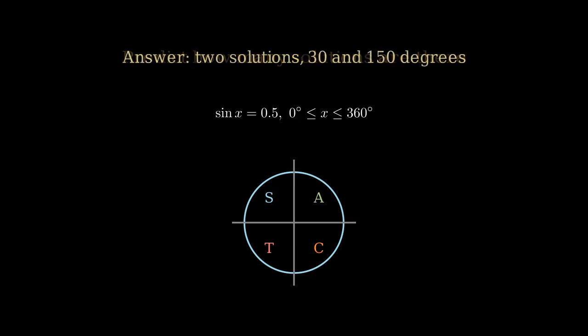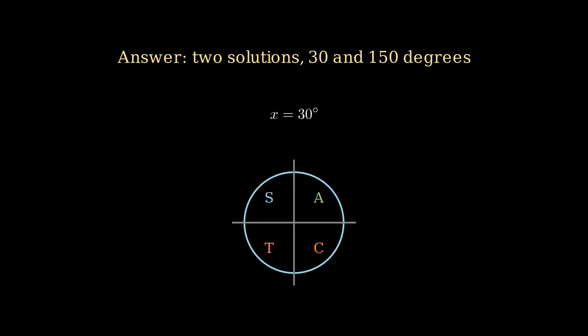The answer is 2. Sin is positive in quadrant 1 and quadrant 2, that's the S and A regions on the CAST diagram. The calculator gives 30 degrees directly, and the second solution is 180 minus 30, which is 150 degrees. Now a harder equation that needs an identity substitution first.